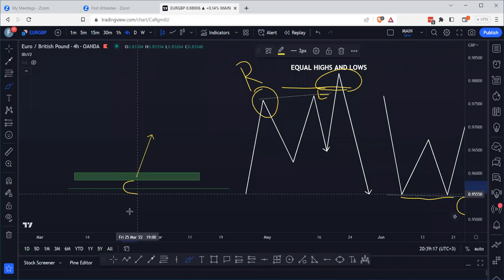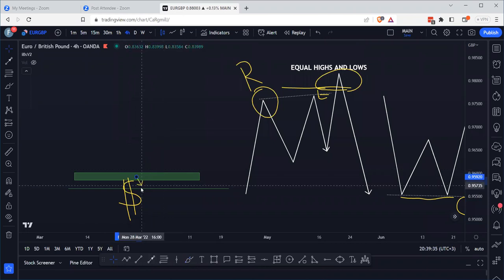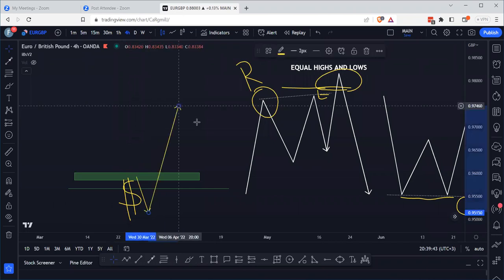Okay, waiting to be grabbed. This is orders that the big banks, financial institutions will be looking to target so that they can move price in the direction they want it to go. So you see that price will come back down to tap liquidity, take up the stop losses, all right? Then the real move will now happen.